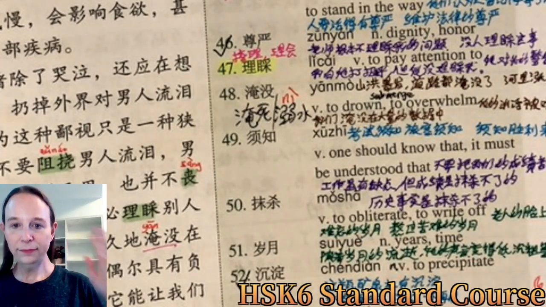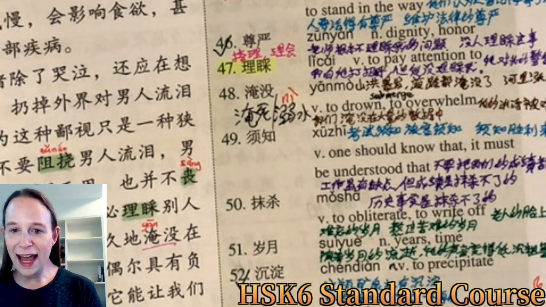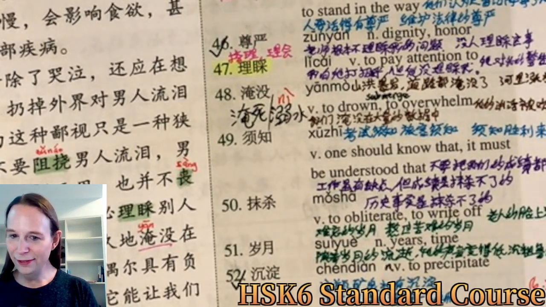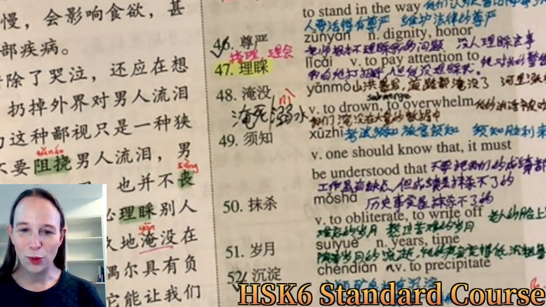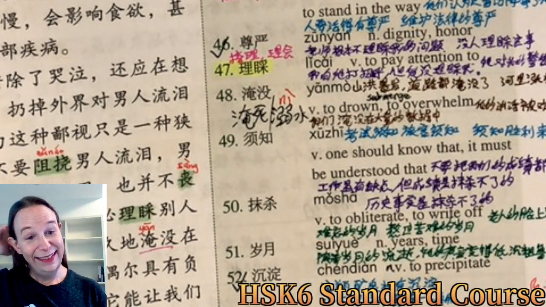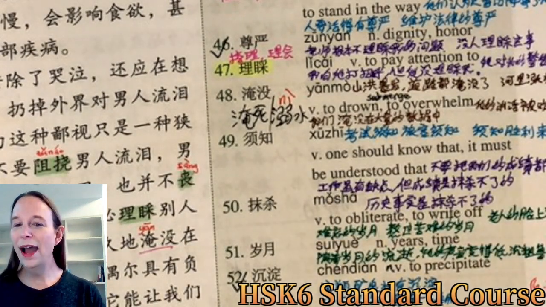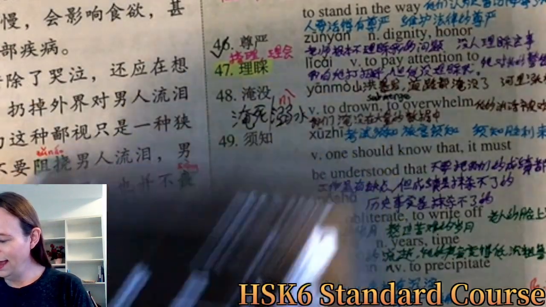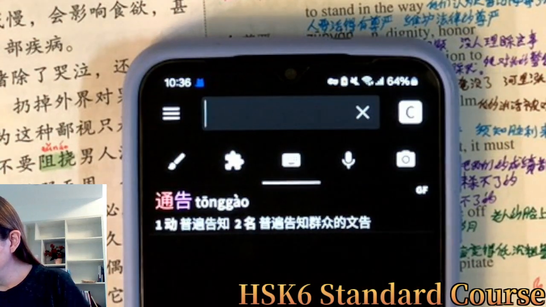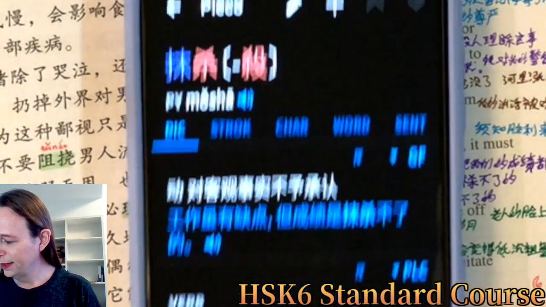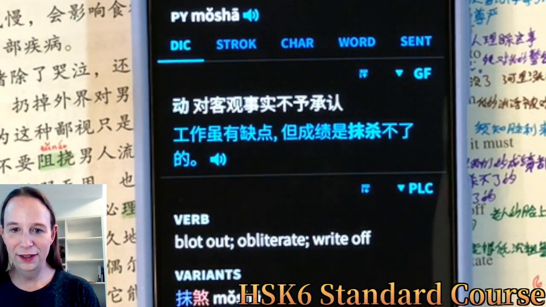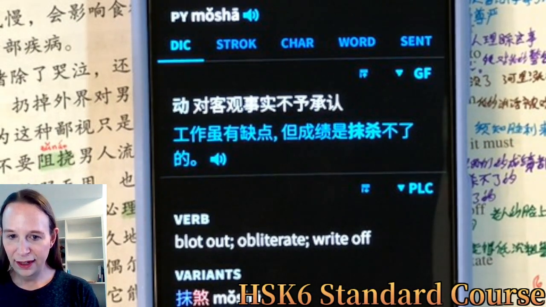All right, 抹杀. Yeah, obliterate. Write off, obliterate. Yeah, 抹杀. Yeah, this is kind of like wipe out entirely or something like that, right? 抹杀. Blot out, obliterate. Okay, 对客观事实不予承认.